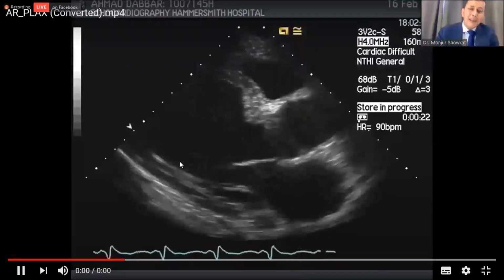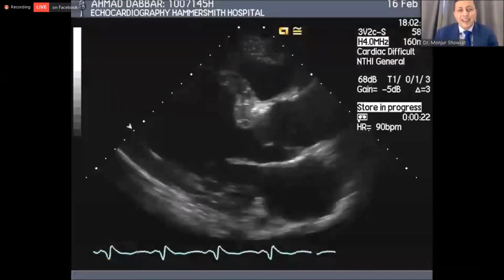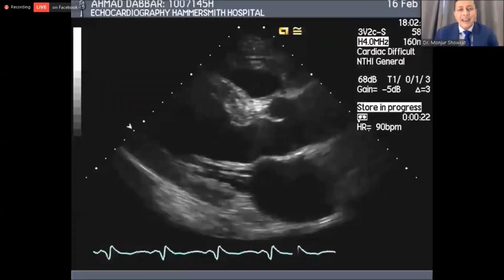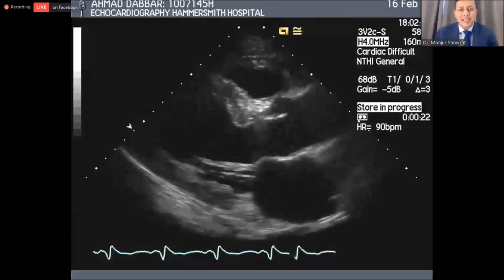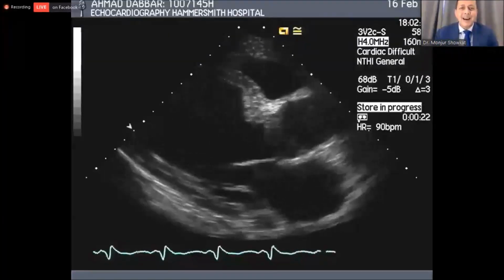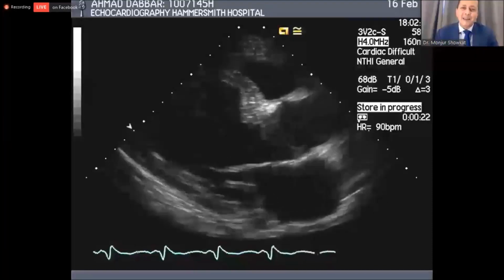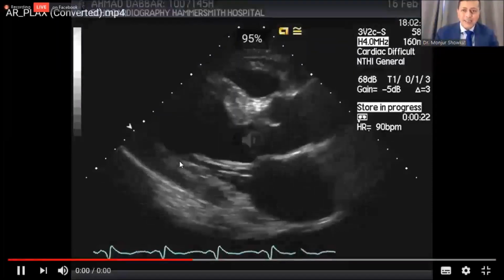When you look at his LV, it looks like a very big, dilated LV, and he never had any kind of problem. The only thing is, when he met his GP, he told us he had dizziness. And this is how long-standing hypertension is actually one of the causes of aortic regurgitation.